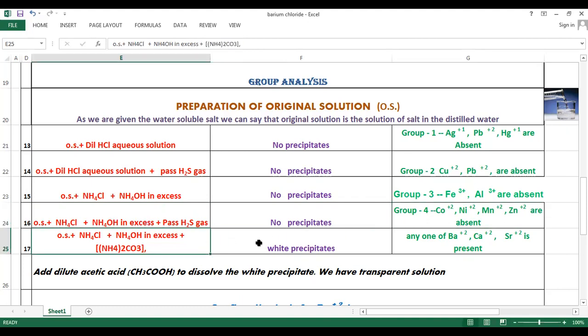Now, my dear students, we are going to study the next group test. We take original solution, we add ammonium chloride, and then we add ammonium hydroxide in excess, and then in this solution we add ammonium carbonate. Let us see what happens when we perform this test, my dear students.